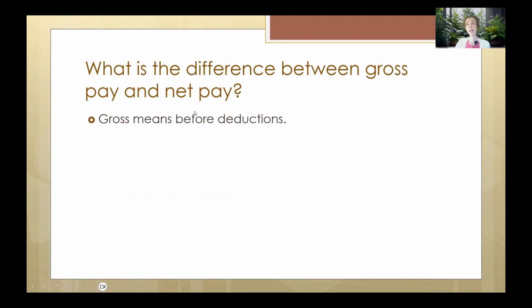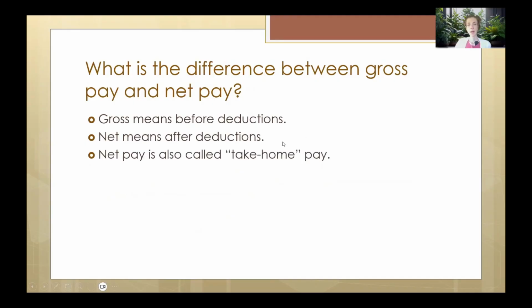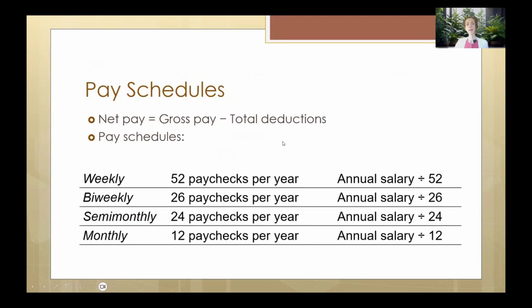Gross pay is how much you make before they take out the taxes and all that stuff. And net pay is your take home pay after they take out taxes and other things. All right. So how we calculate net pay is we do gross pay minus the total deductions. And then our pay schedules can be either weekly, which would be 52 paychecks per year, right? Because there are 52 weeks in a year.